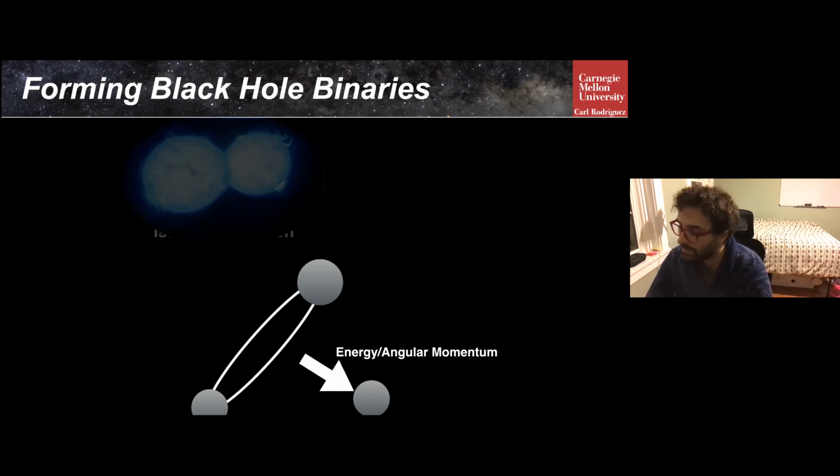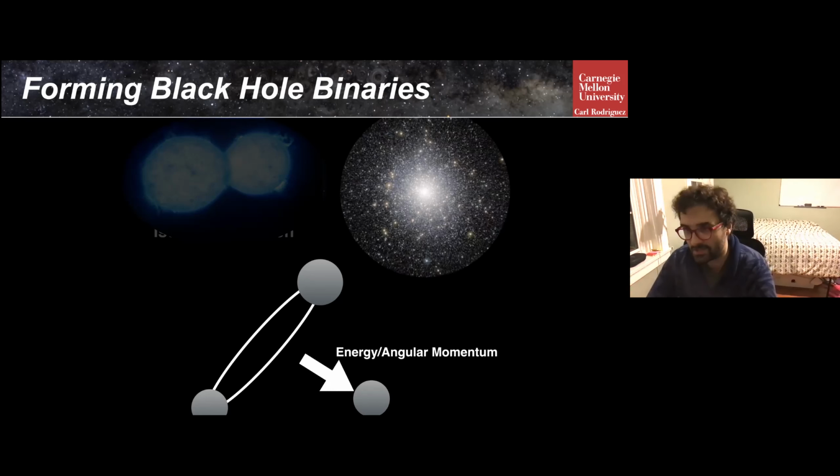But if you look in different regions of space, and in particular in the cores of dense star clusters, what you'll actually find is that you end up with regions with a very high number density of black holes. And in that case, it actually turns out that these types of encounters can occur extremely frequently. This is what we typically call dynamical formation scenarios.